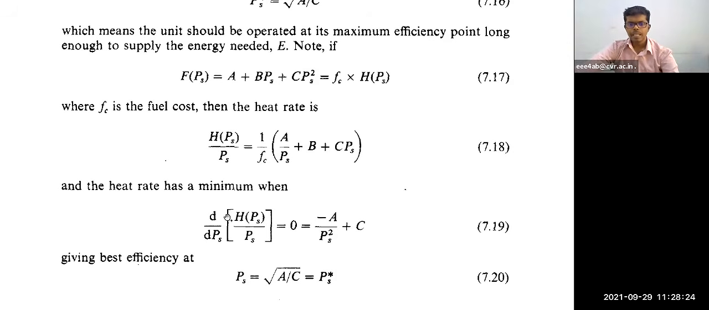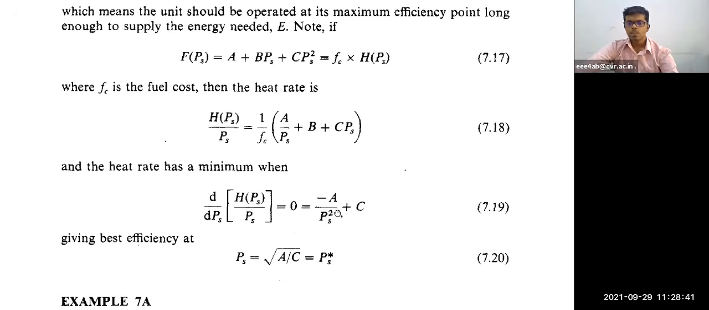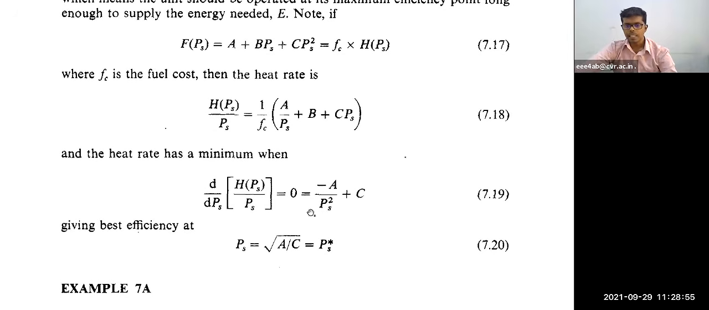So what we are doing is differentiating this heat rate characteristics, that is equation number 18, with respect to Ps, and equating it to 0. Further differentiating, we will get minus A divided by Ps squared plus C. Take this as equation number 19. Similarly, you take the equation numbers from 1 to 19. So this is equation number 19, which gives the best efficiency. Further simplification, we want only Ps or Ps star, which gives the maximum efficiency at Ps star.